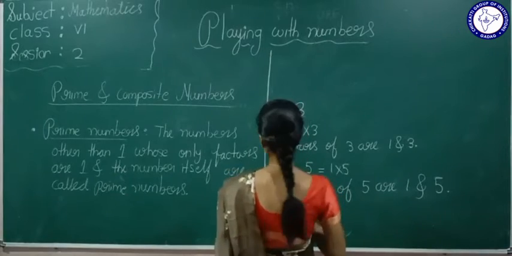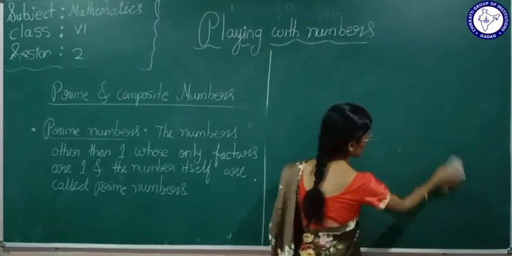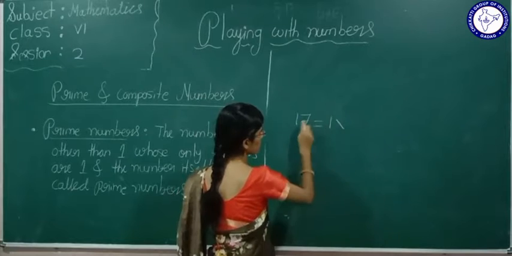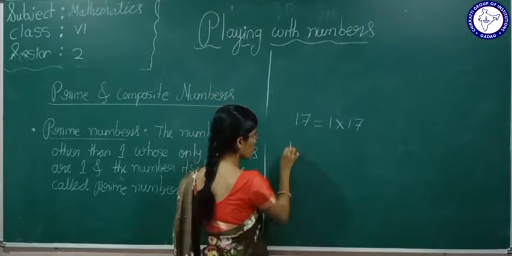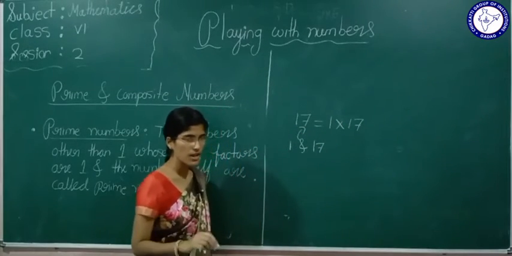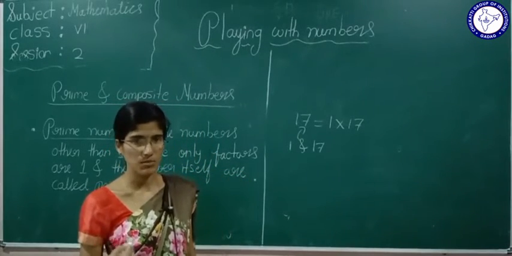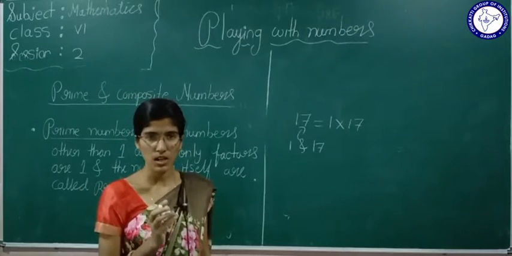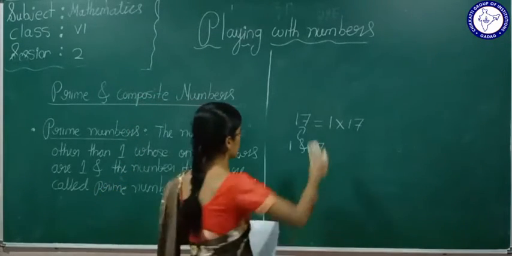So what about 17? What are the factors of 17? 1 and 17. Yes, see what are the factors of 17? This 17 can be written as 1 17s are 17. Only 1 and 17 are the factors of 17. Yes, understand? What is the meaning of prime number? Prime numbers are the numbers which have only 2 factors, that is the number itself and 1. Then such numbers are called prime numbers.